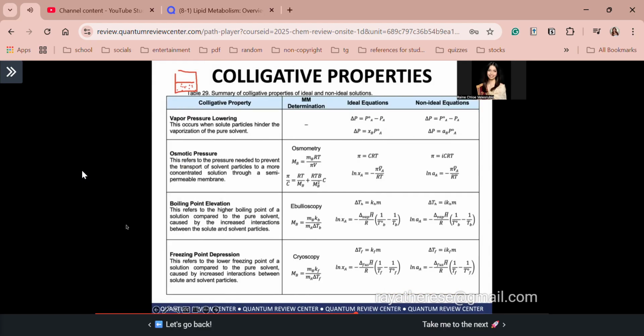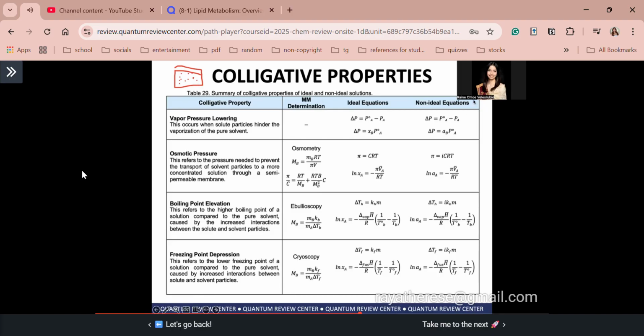So first we have vapor pressure lowering. Vapor pressure lowering guys, nangyayari yan because you have solute particles hindering the vaporization of the pure solvent. So imagine again, when you have, let's say, a solvent and then you introduce solute particles. Now guys, when you introduce the solute particles, it will hinder the vaporization of your solvent molecules. Again, when you add the solute, syempre your solute will interact with the solvent. So it will hinder the vaporization of the solvent particles. That's why the vapor pressure of the solvent in this solution, when it is combined with the solute, it is lower than the vapor pressure when the solvent is pure.